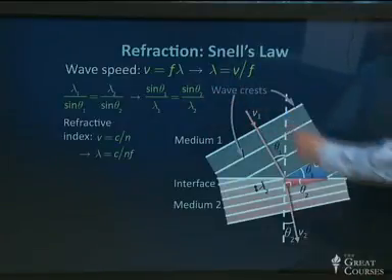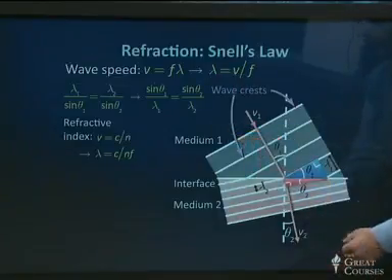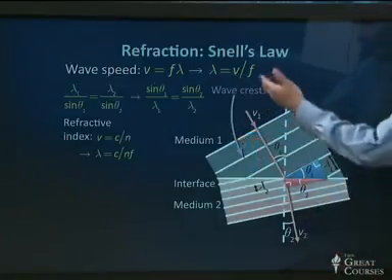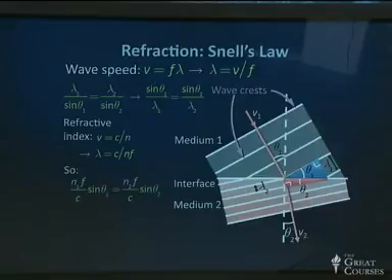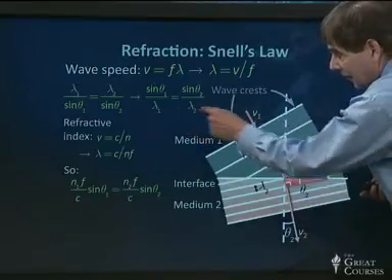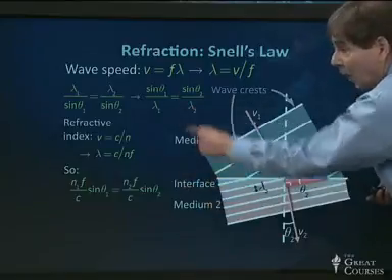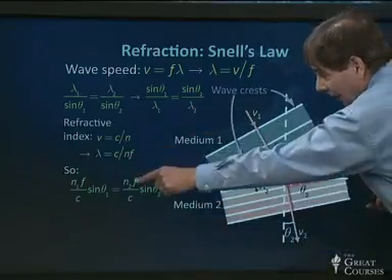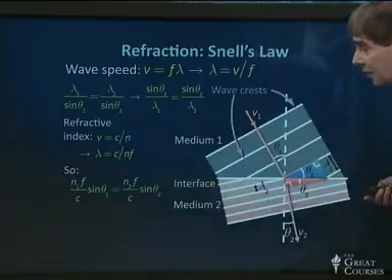And that implies that lambda, which is v over f, becomes c over n times f. Because lambda is v over f, and v is c over n, dividing that by f gives us the wavelength in either medium. Different in the two media because n is different. So now I can write the wavelengths, which I had on the bottom, downstairs in the denominator. I'm going to write nf over c, where I see 1 over a wavelength. So n1 f over c sine theta 1 equals n2 f over c sine theta 2.